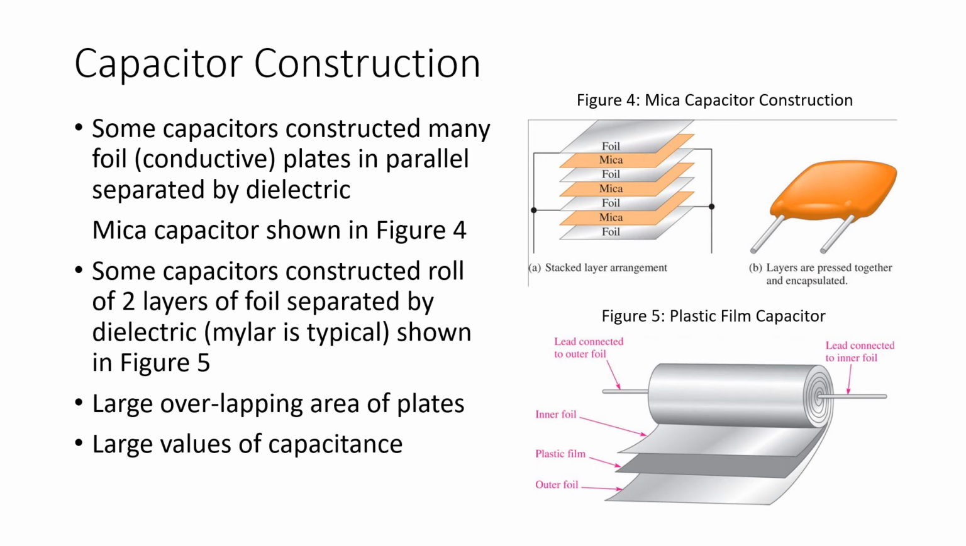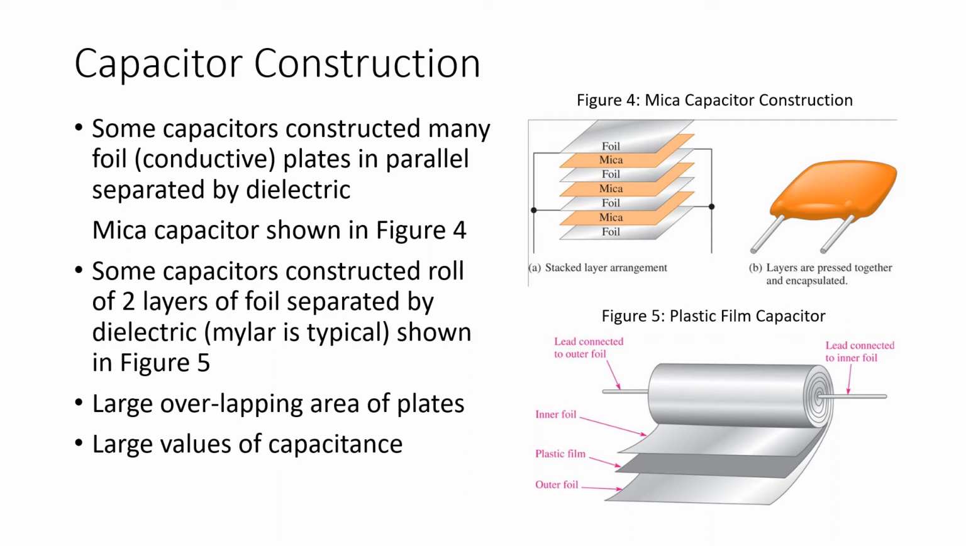Now let's look at construction of a couple of different types of capacitors. Figure 4 shows us the construction of a mica capacitor. Note that we have several plates of foil, these are the conductive plates, connected in parallel, separated with the dielectric mica. They do this so that we can increase the area of the plates and still have this component in a relatively small package.